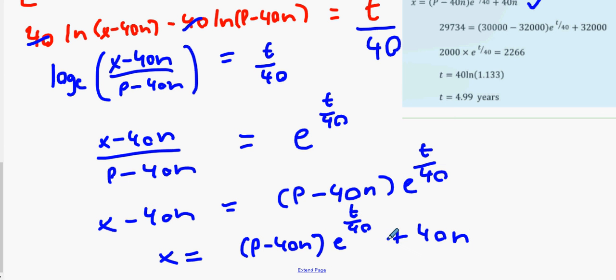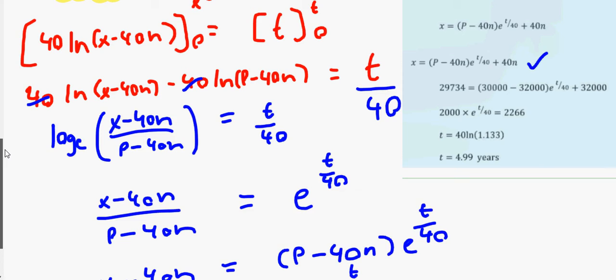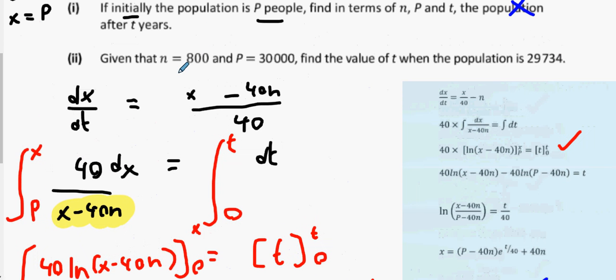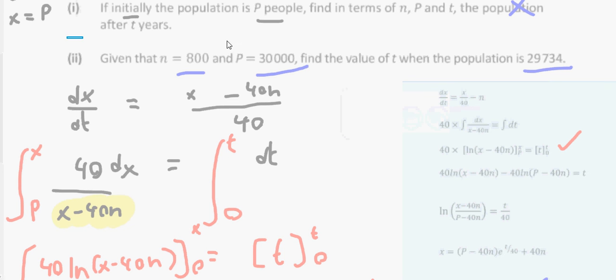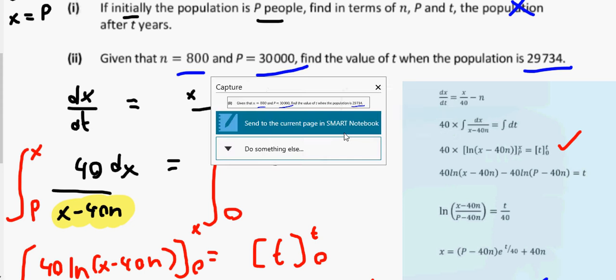Okay. Part 2. Oh, why? That'll come back up in a sec, lads. N is 800, P is 30,000, T is 29,237. I'm going to need all that info brought down with me. I'm not going to remember 3 numbers on a Monday morning. It's too much to ask.